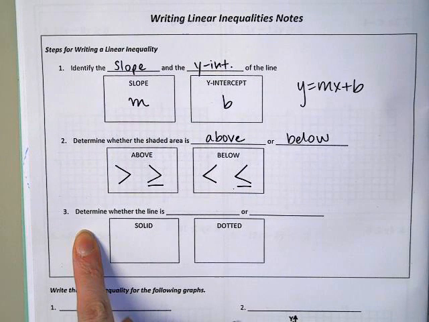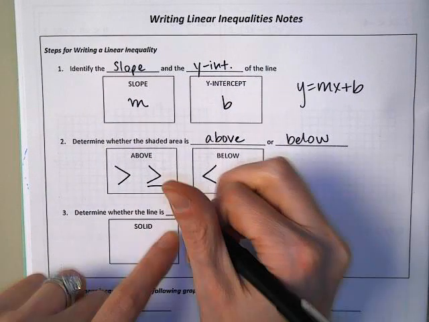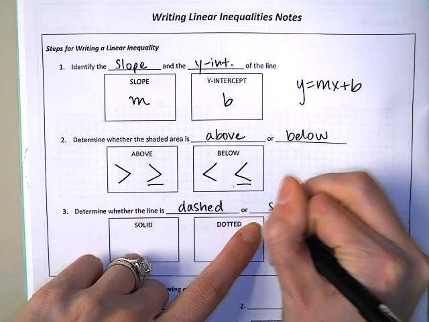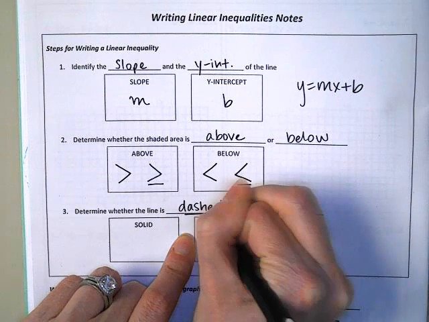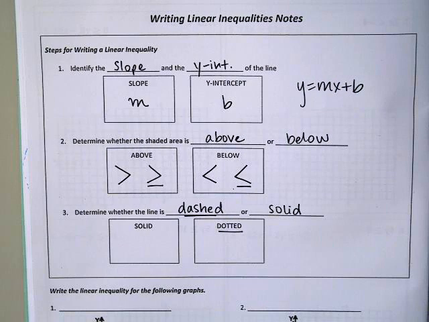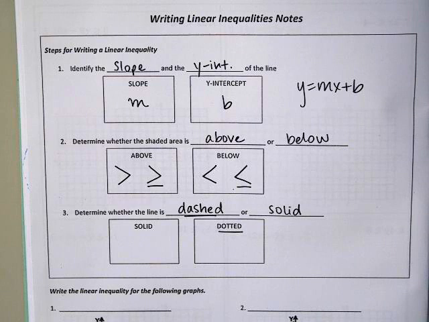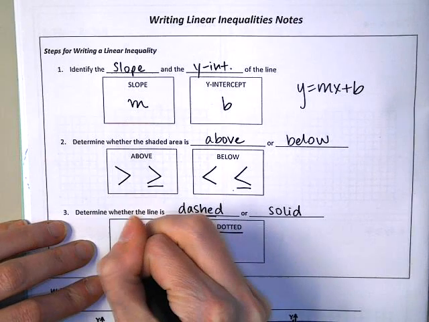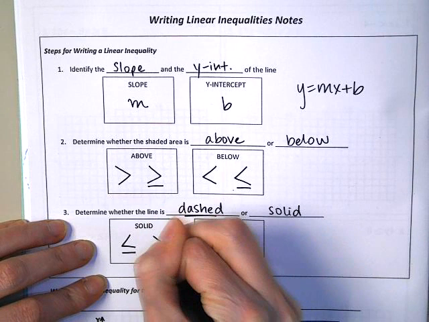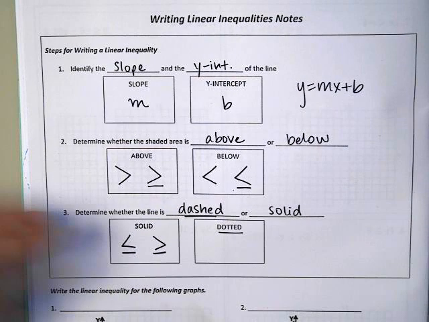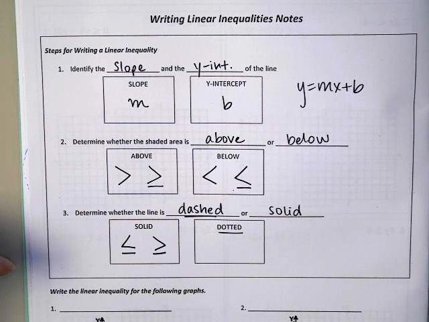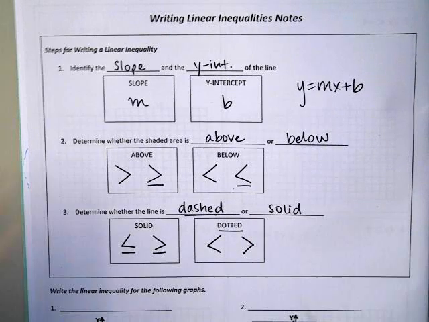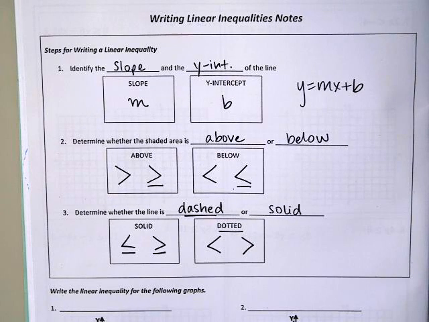Then we pop into step three, determine whether the line is dashed or solid. Oh, and dashed and dotted mean the same thing. I use them both. Now, if it's a solid line, it's going to be one of the inequality symbols with the or equal to, because that tells you to include the line. And if it's dashed or dotted, then it's going to be one of the ones that are either just less than or just greater than, not equal.